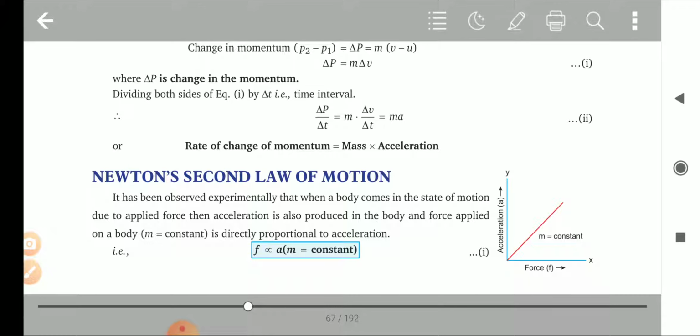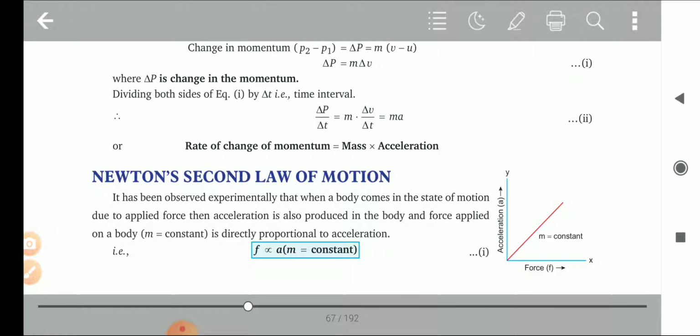So here you see some graphical representation of Newton's second law of motion. It has been observed experimentally that when a body comes into a state of motion due to the applied force, then acceleration is also produced in the body, and the force applied on the body is directly proportional to the acceleration. From the equation itself we know F equals ma. That is, if we apply more force, then acceleration also increases in the same proportion. So we get a straight line. Mass remains constant, mass is not changing, so force is directly proportional to the acceleration.